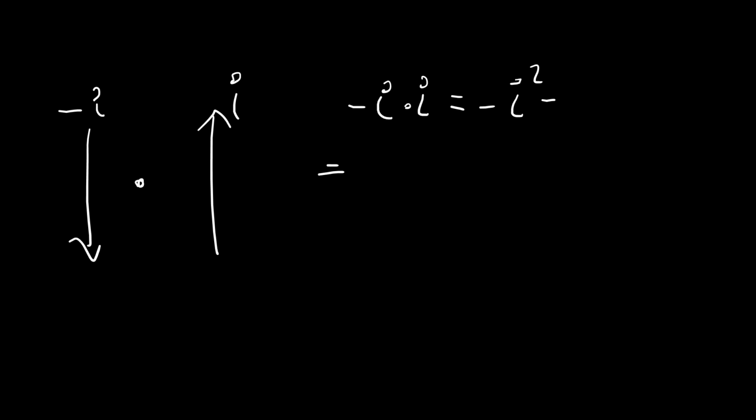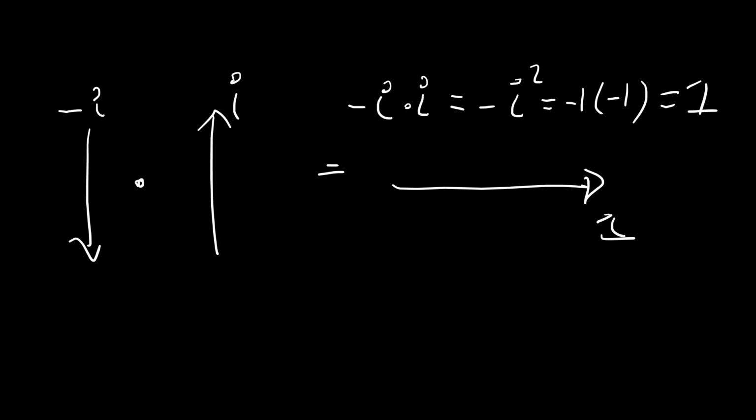Lastly, we take, for example, negative i, we multiply by i, which is an arrow pointing up. So that's going to give us the following. Negative i times i, which is going to give us negative i squared, which is then negative 1 times negative 1, because i squared is negative 1. But that's 1 positive. So that looks like the following, an arrow pointing to the right, you see, in its final form. We can summarize all of this as follows.